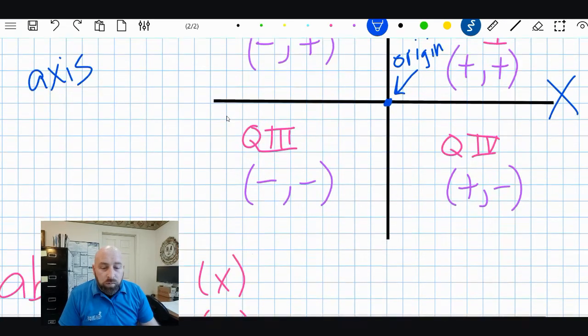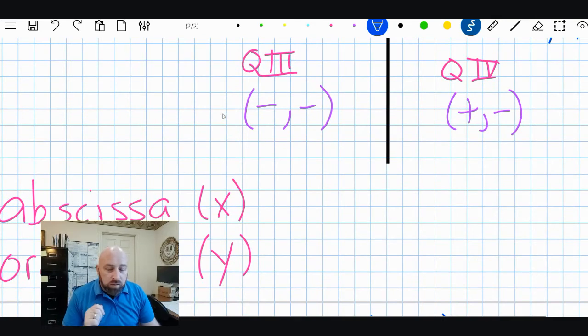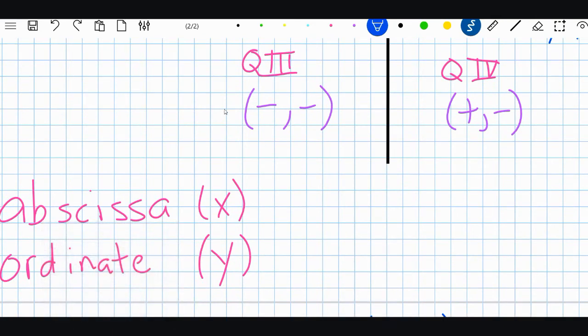Now, a couple other words that are somewhat important at this point, not really. I want you to know them. I want you to start practicing using them.